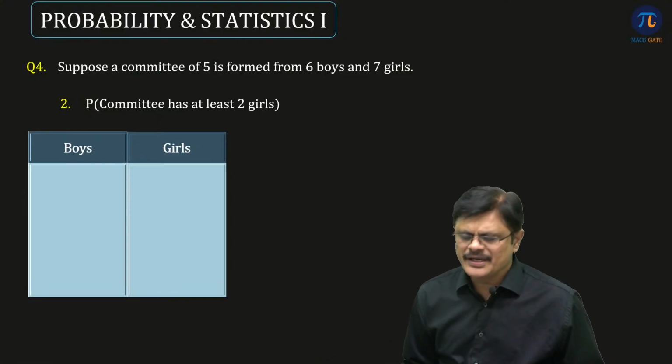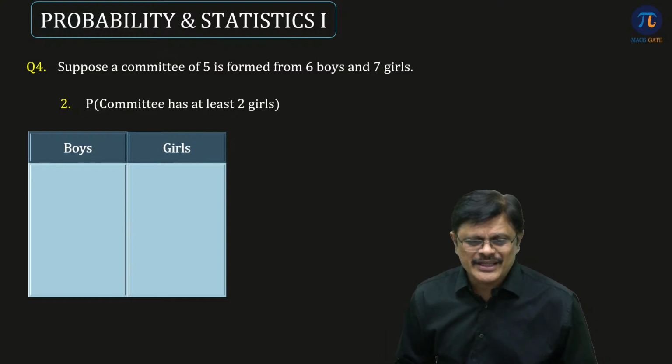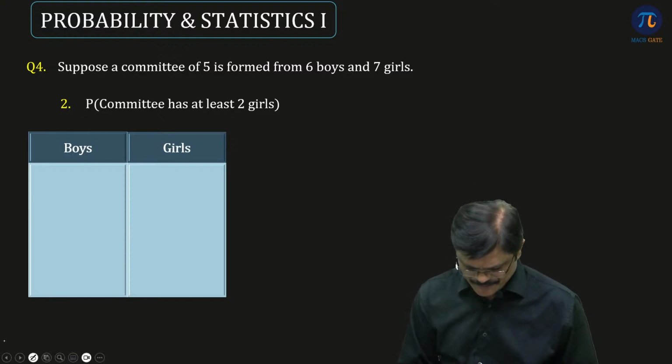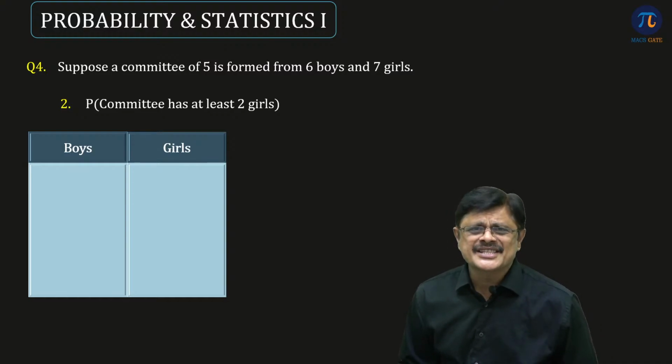So yesterday we did this problem. So let us quickly recap and continue with more problems, and we move on to permutations and combinations with repetitions and permutations with constrained repetitions also. Suppose a committee of 5 is formed from 6 boys and 7 girls. What is the probability that the committee has at least 2 girls?